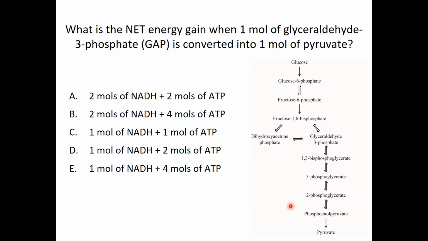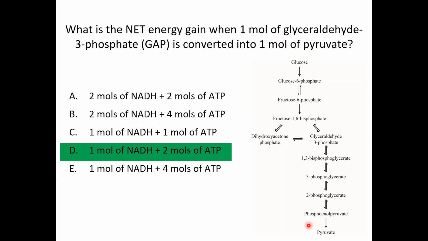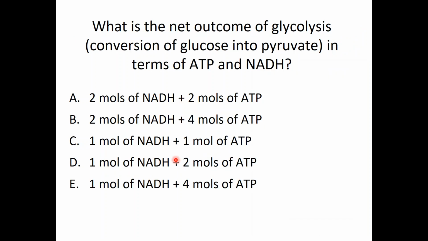So in this case, we are not investing any more ATP, right? The first step is our oxidation-reduction reaction that generates one NADH molecule, and then the subsequent step gives us one ATP as a result of substrate level phosphorylation. And finally, the very last step of glycolysis gives us the second ATP. So the correct option would be D. 1 mole of NADH and 2 moles of ATP will be produced.